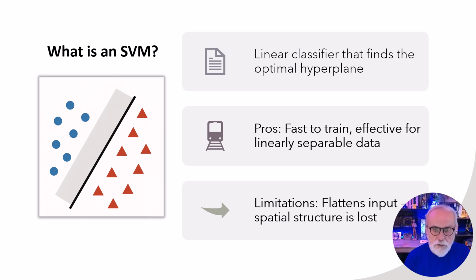Advantages of SVMs are that they are very effective when the data is clearly separable and perform well with smaller datasets. They are relatively quick to train compared to deep learning models and can use different kernels to handle nonlinear data.